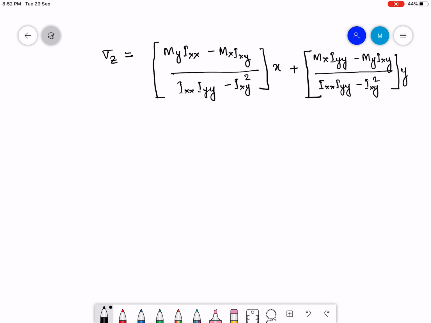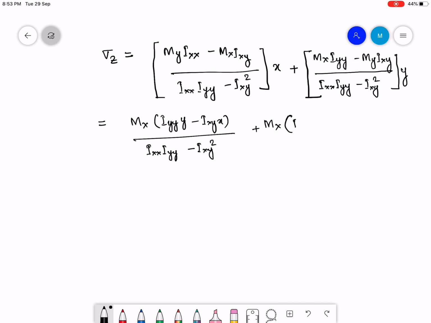Okay, I can even rearrange this if you want to and write it as mx iyy into y minus ixy into x by ixx iyy minus ixy square plus mx into ixx into x minus ixy into y by ixx iyy minus ixy square.